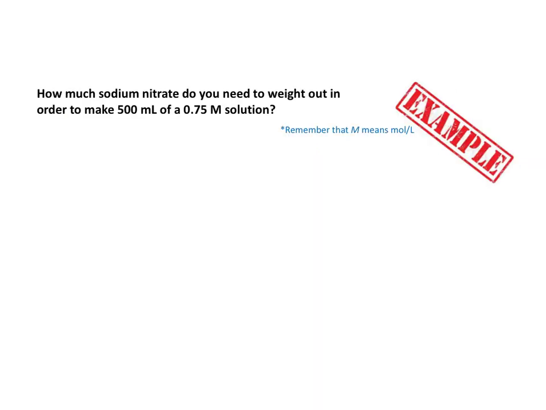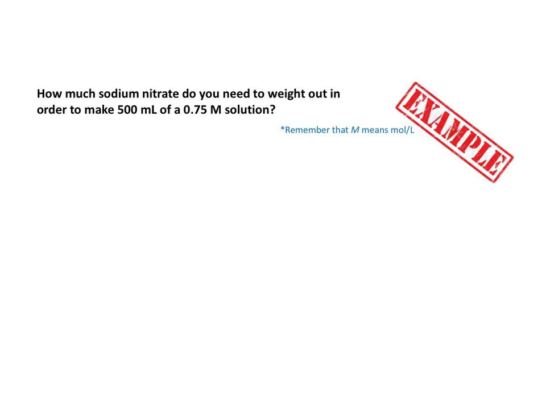So how do we determine how much solute we need to weigh out to make our stock solution? Well, you need to do some chemistry math. So in this example, we are asked, how much sodium nitrate do you need to weigh out in order to make 500 milliliters of a 0.75 molar solution? And remember, molar means moles per liter. So let's do our math.